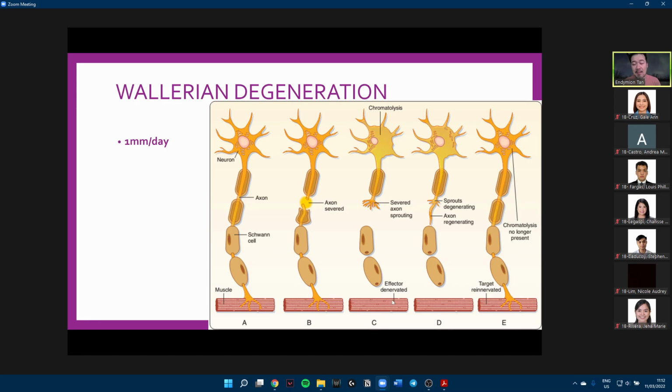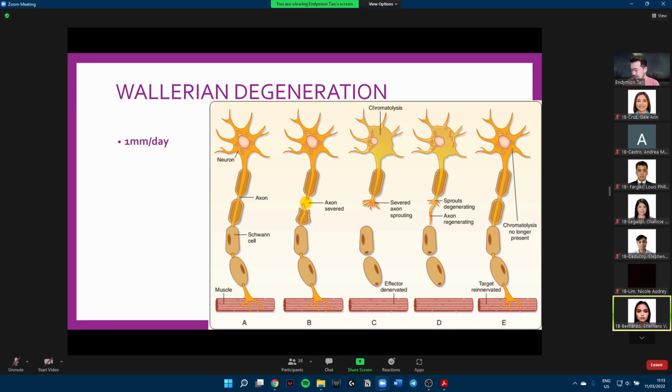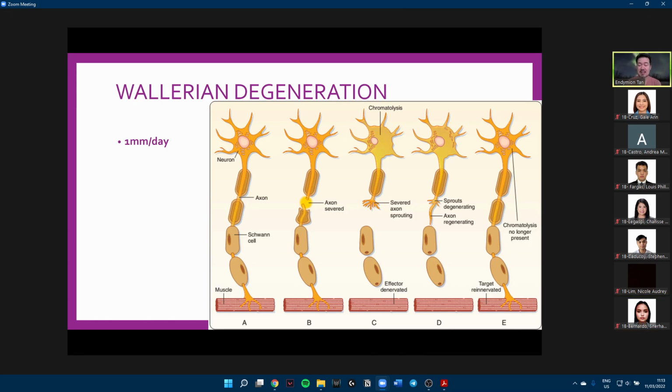What do you think will happen to the effector organ? If this is a skeletal muscle, what do you think will happen to the skeletal muscle if nawala na siya ng innervation? Anyone? What would happen to the skeletal muscle if it loses its innervation? Muscle weakening po. Muscle weakening because of atrophy, liliit yung muscles, okay?